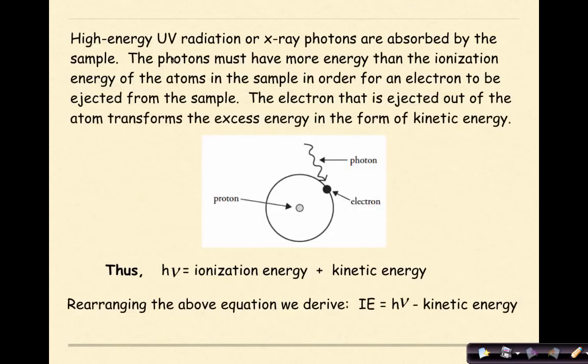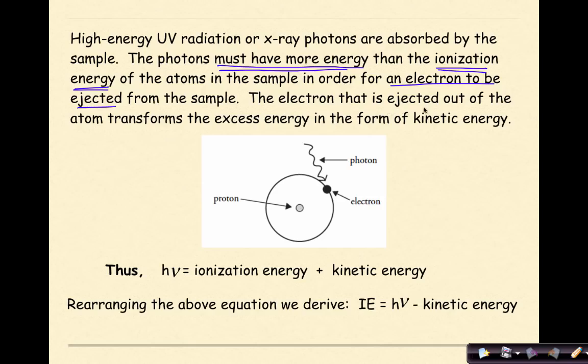High energy UV radiation, or X-ray photons, are absorbed by the sample. The photons must have more energy than the ionization energy of the atoms in the sample in order for an electron to be ejected from the sample. Again, that's really important. The photons must have more energy than the ionization energy of the atoms in the sample in order for an electron to be ejected from the sample.